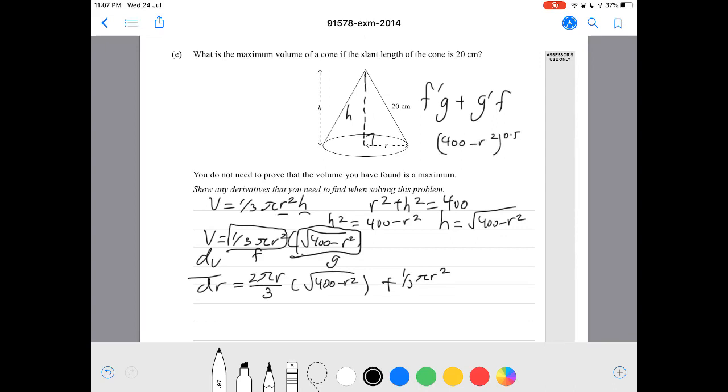power of 0.5. We can use the chain rule. So the derivative of the inner function multiplied by the derivative of the outer function, and then multiplied by the inner function. That basically becomes 0.5 multiplied by 400 minus r squared to the power of negative 0.5 multiplied by 2r. The 2r comes from the derivative of the inner function, which is not 2r, it's negative 2r. So we multiply that by 0.5 multiplied by 400 minus r squared to the power of negative 0.5 multiplied by negative 2r.